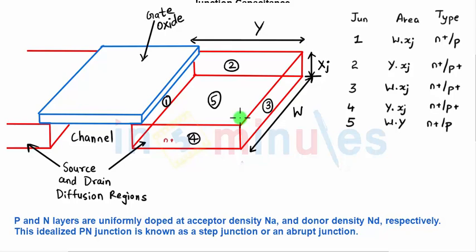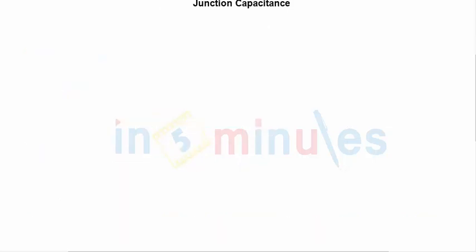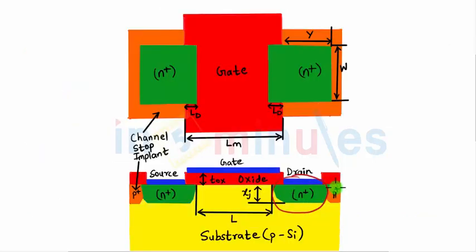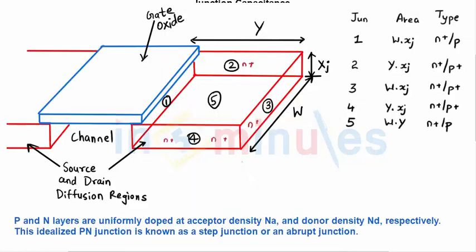If you observe this carefully, areas 2, 3 and 4 are N-type, so there is N plus, N plus, N plus. But in 3D, they are surrounded by a channel stop implant, which is nothing but P plus. I hope you understand this. This N plus is surrounded by P plus, and if you extend it in 3D, you will understand that 2, 3 and 4 are the regions which are surrounded by a P plus region of channel stop implant.